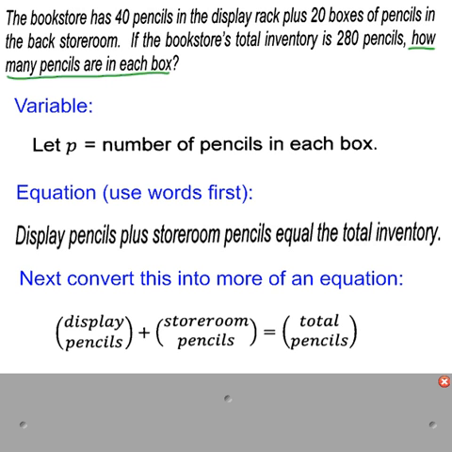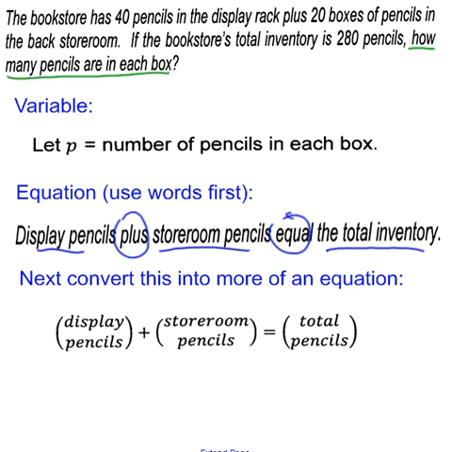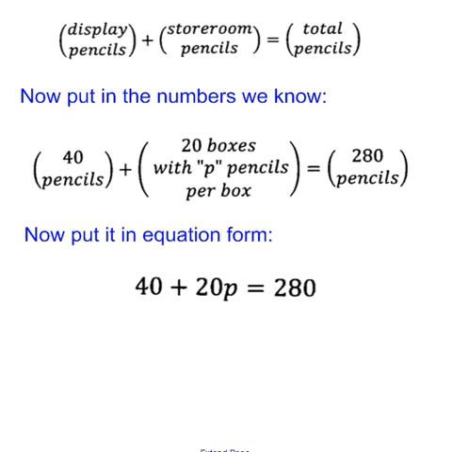So we just say display pencils plus storeroom pencils equal the total inventory. And so we just converted that down here. So taking what we had from the previous slide, now we're going to put in the numbers that we know. Display pencils we said was 40 pencils. We got that from the original problem statement.